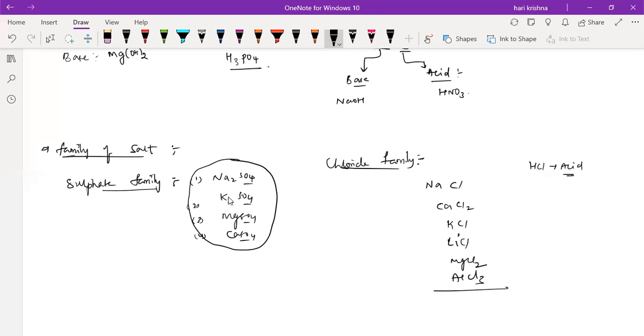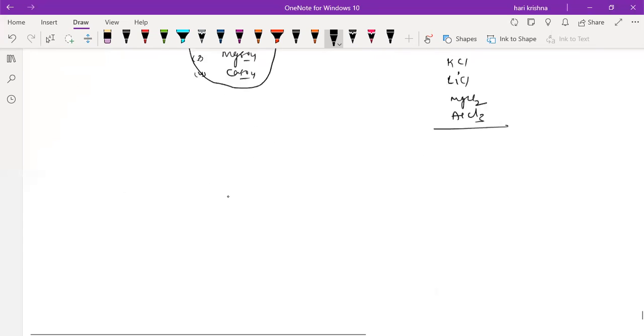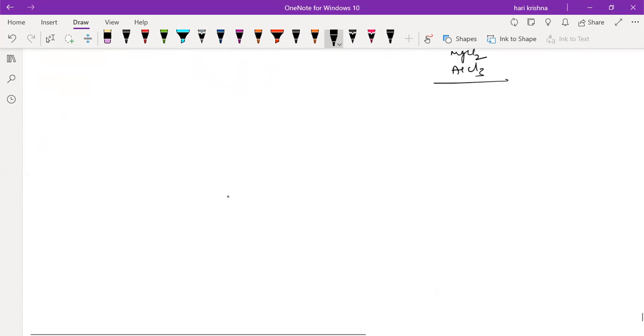Okay. So now we'll study the different types of salts. The important salts are there in this chapter. The first one you know already. Common salt. What is common salt?